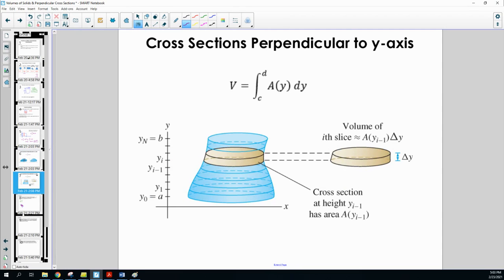We could also have cross sections that are perpendicular to the y-axis. In this case, the cuts are being made perpendicular to the y-axis. So we're going to use an integral going from C to D, meaning your lowest y value to your highest y value, and then we're doing everything in terms of y. Same type of idea. Before we get into an actual problem involving this, I just want to illustrate what we're doing, so that my bad drawings make a little bit more sense.